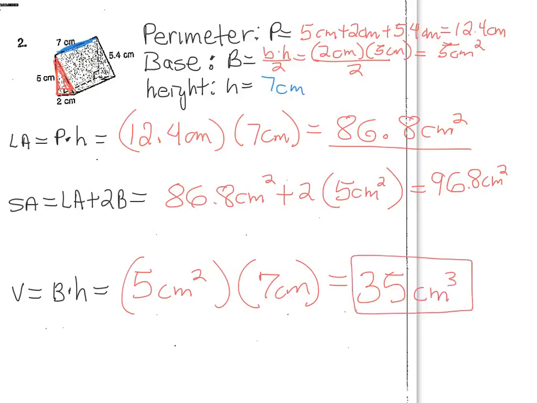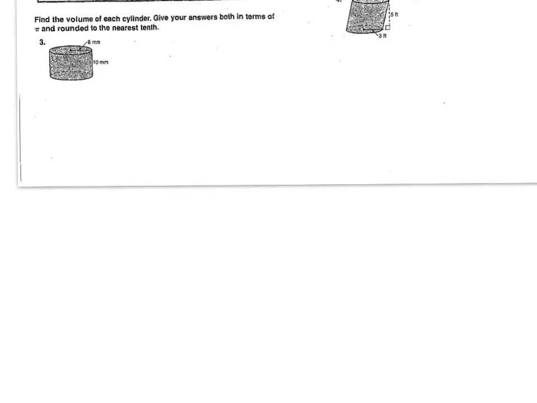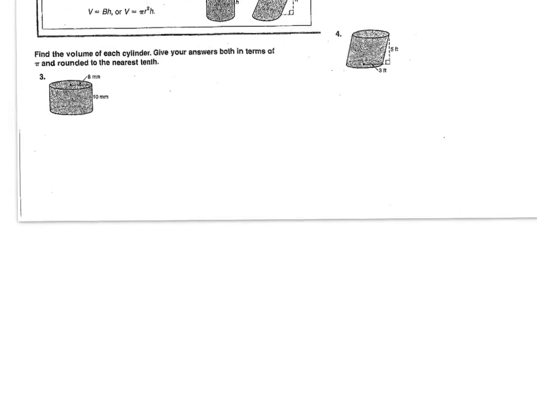Okay, so there's the volume, surface area, and lateral area. Any questions about prisms to get those 3 pieces? No? So far so good? Great. Okay, so now let's go ahead and move on to cylinders. So in number 3, we want to find the surface area, lateral area, and volume of each cylinder. And we're going to give the answer both in terms of pi and also rounded to the nearest tenth.